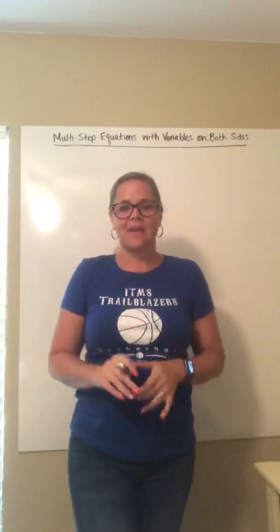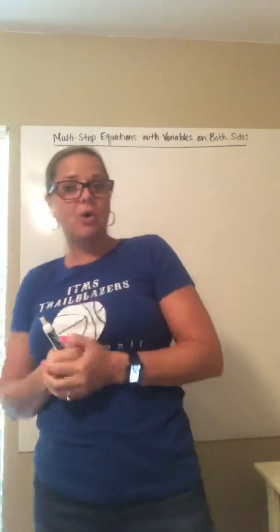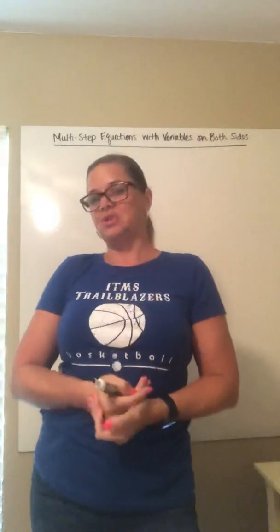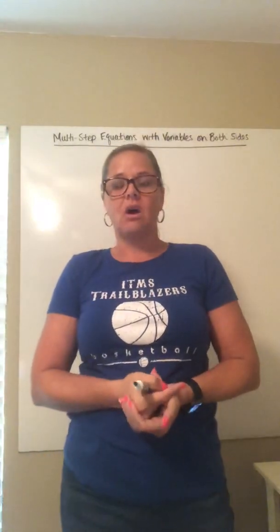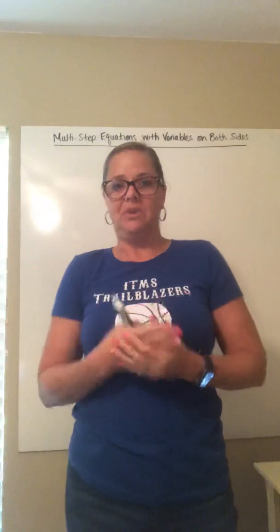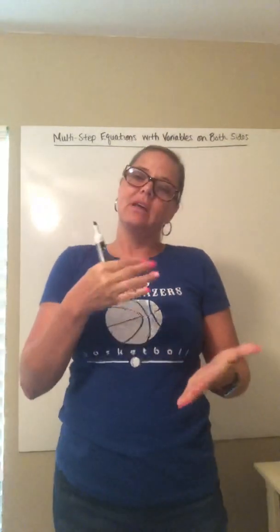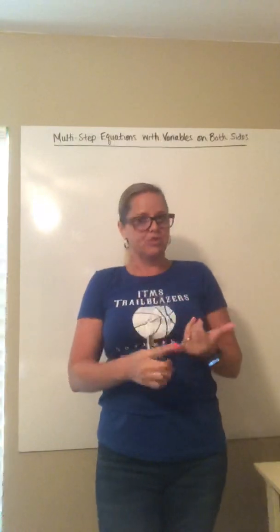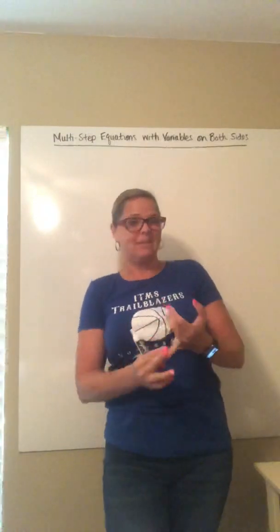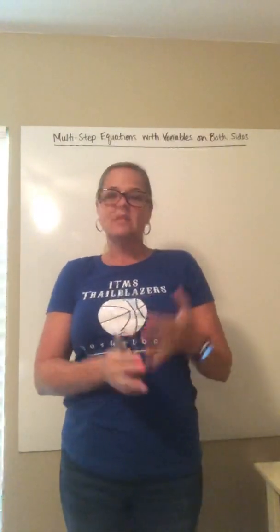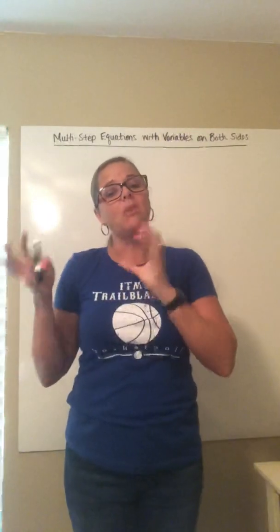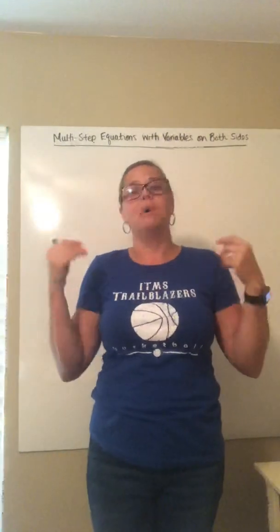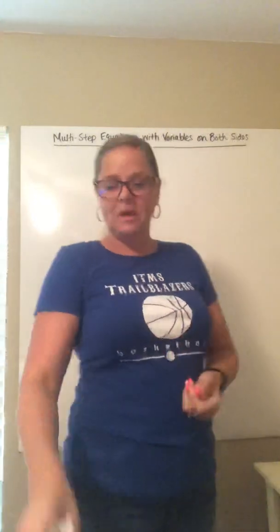Mrs. McHugh again. Today we're going to go over multi-step equations with variables on both sides of the equation. Before, when we did multi-step equations, remember that means using the distributive property, probably having to combine some like terms on each side. We did those, but we only had the variable on one side. So now we're going to have variables on both sides. Okay, so here we go.